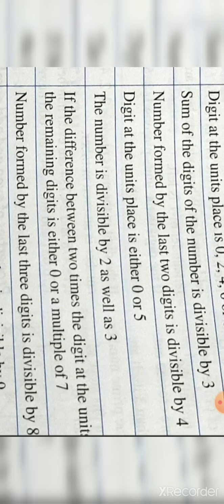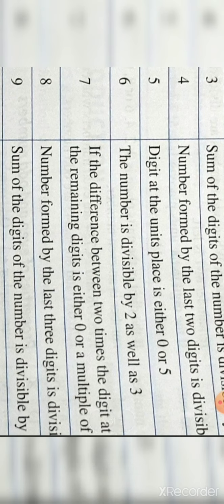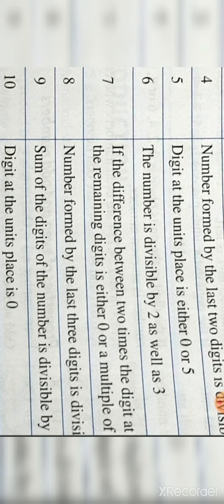Similarly, if you want to check whether the number is divisible by 5 or not, then the digit at the unit place is either 0 or 5. However big the number is, if at the unit place the number is 0 or 5, it is divisible by 5. Then 6. For 6 you will do the divisibility test of 2 and 3 as well. You will check whether it is an even number, and also check whether the sum of the digits is divisible by 3 or not. If both things are working, it is divisible by 6.